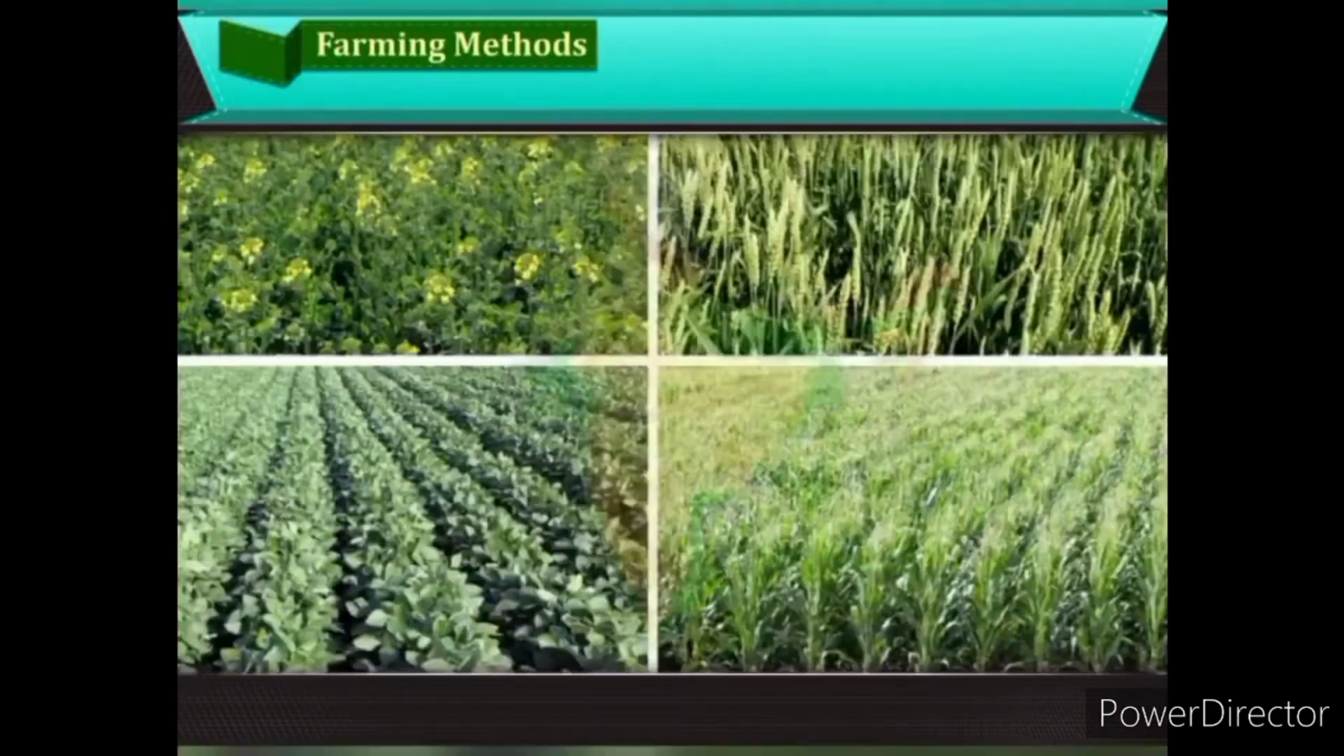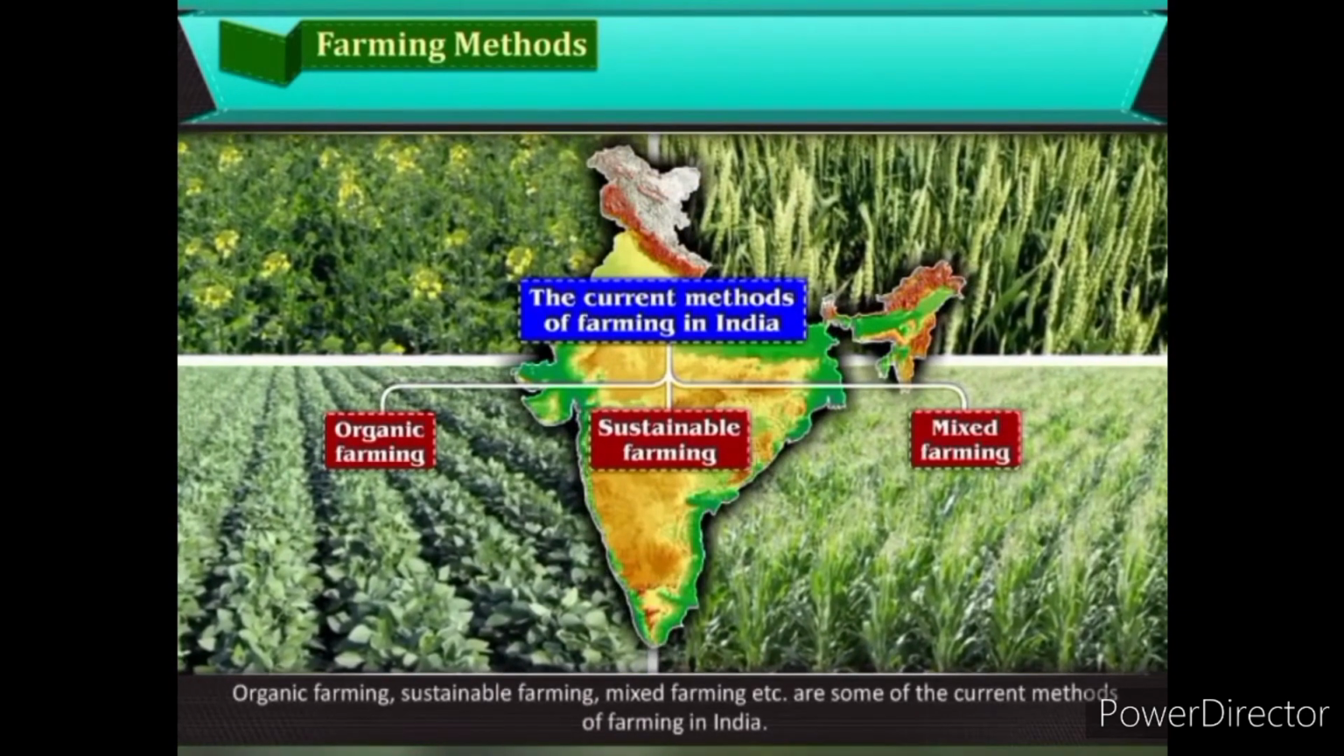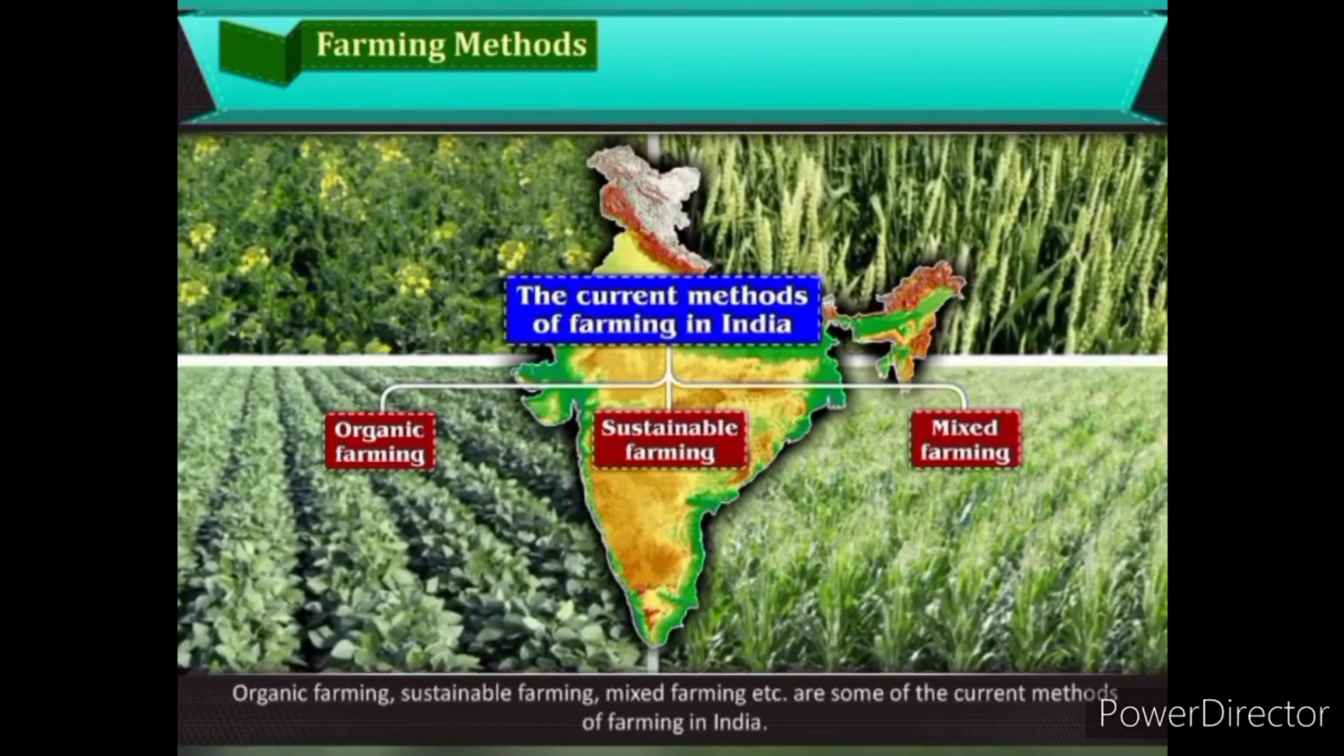Farming methods. Organic farming, sustainable farming, mixed farming, etc., are some of the current methods of farming in India.